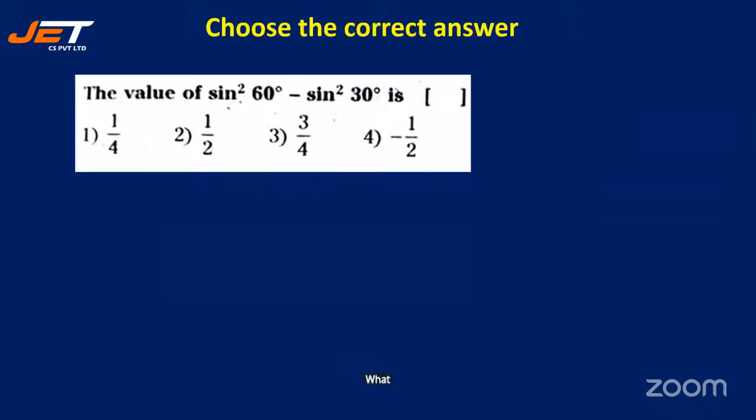What is the value of sine squared 60 degree minus sine squared 30 degree? So what is sine squared 60 minus sine squared 30? You can just put the value of sine squared 60 and then sine squared 30. Just giving you time, quickly work it out and give me the answers.